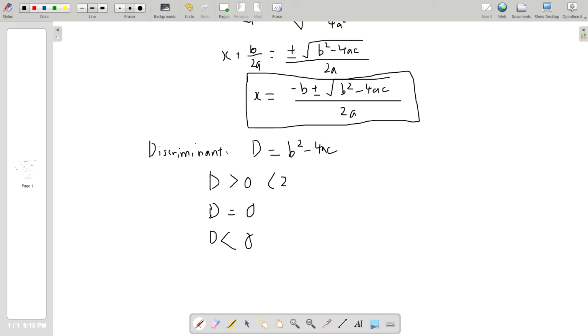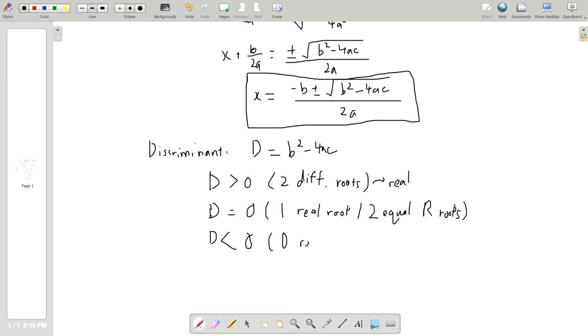This gives us two different, or distinct, roots. Oh, I need to mention, these two roots are real roots. This one gives us one real root, or you could also say it gives us two equal real roots. I'm going to denote capital R here to mean real: two equal real roots. This means 0 real roots.